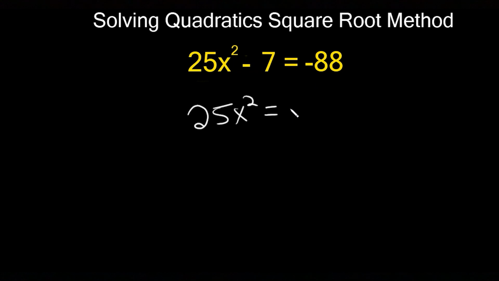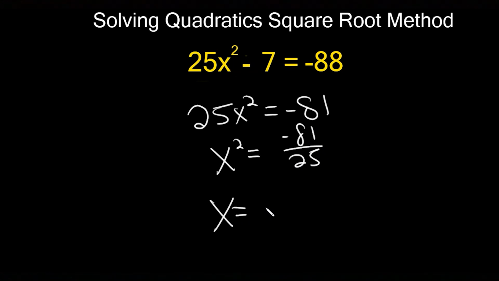me negative 81 if I add 7. So negative 81. From here, I'm going to divide by 25. So I get negative 81 divided by 25. And then we're going to take the square root on both sides. So I get x is equal to plus or minus square root of negative 81 all over 25.